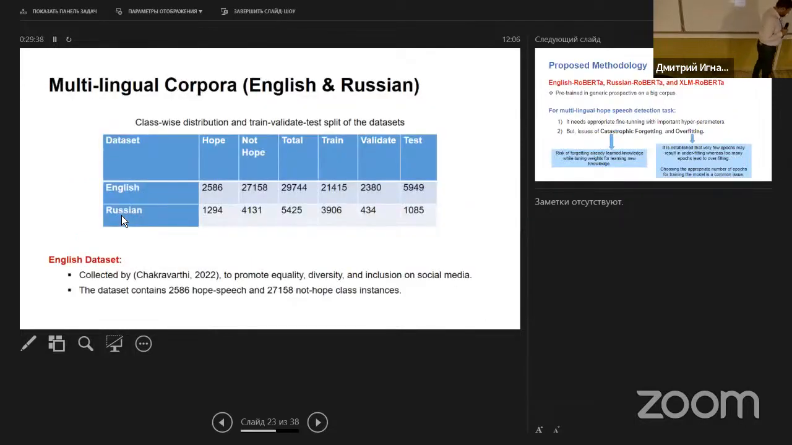That is the multilingual corpora. Here I added the statistics of the data set. You can see the English data set, the total number of instances, hope speech instances and not hope speech instances, and the Russian data set, hope speech and not hope speech instances. Then I further added the details for the train, validation and test parts of the data set.